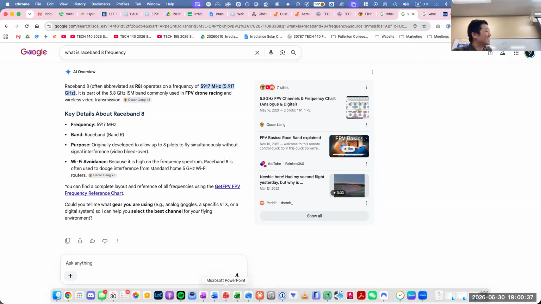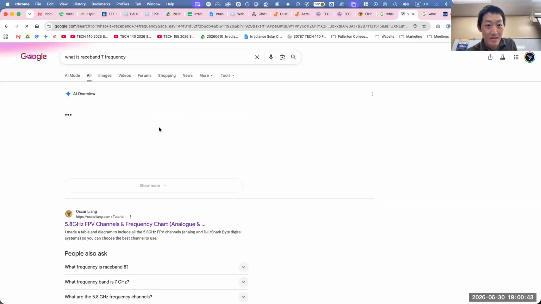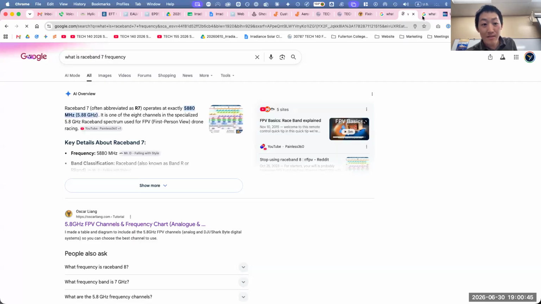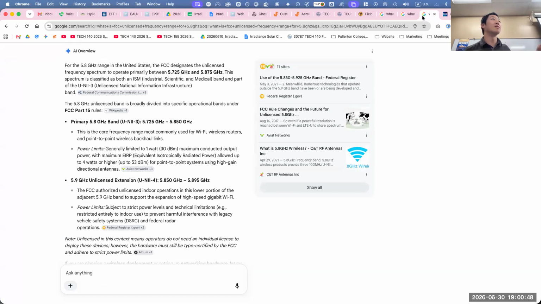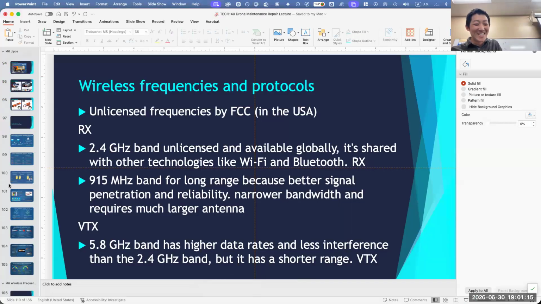So I'm just curious then, what is race band 7? 5.88? Oh, that's basically okay still. I mean, like 5.785. I see. Okay. It looks like there's some license extension, but that was still 5.9, right? Yeah, so that's even beyond that still. So I guess officially I say no for the recording. Yeah, we all do that, right?